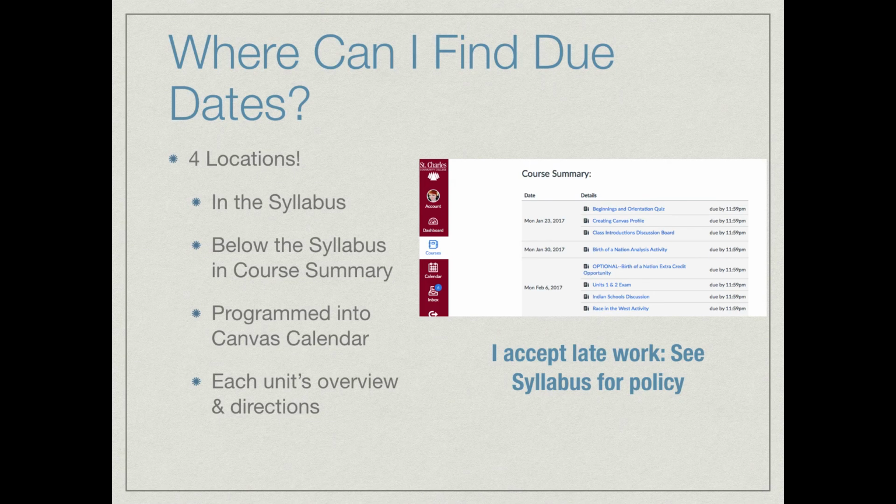So where can you find due dates? Well, within our class, I've programmed them in 4 different locations. For the first thing, they're in the syllabus. If you scroll down to the end of the syllabus, is the course schedule. Everything's listed in there. It's also listed below the syllabus in Canvas, which is what's listed here in the course summary. So I've programmed all the due dates into the Canvas calendars so they'll show up here for you. In addition to this, they're also programmed into the Canvas calendar, so when you log into Canvas, it'll tell you what's coming up due. And I've also included them in each unit's overview and directions and in the announcements. So there's lots of different locations for these due dates.